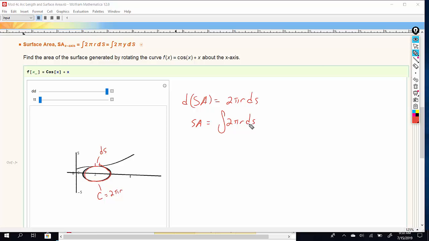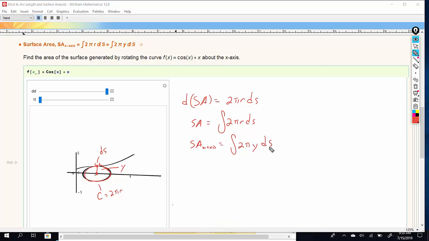Now, which axis I'm rotating about will tell me my value for r, the radius value. Because I'm looking at a surface area rotated about the x-axis, the radius value is the distance from the x-axis up to my function. If I looked at that point, that height would be the y-coordinate of that point. So in that case, my radius value would be equal to y. So I can rewrite, if I choose, my surface area formula to be 2 pi y ds.